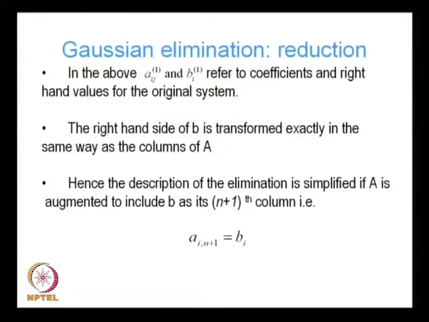Hence, the description of the elimination is simplified if A is augmented to include B as its n plus 1th column. Basically, we move the right hand side to the left hand side, of course with a negative sign, and that resulting system is called an augmented system.